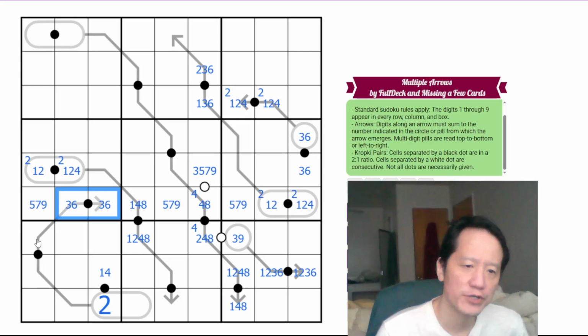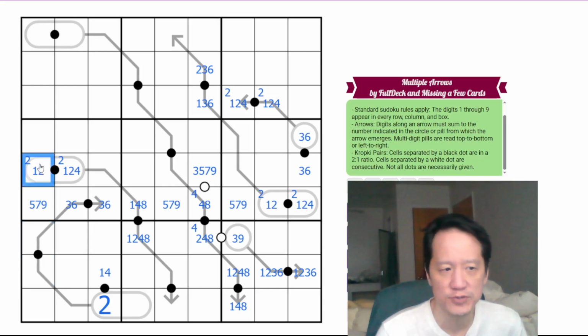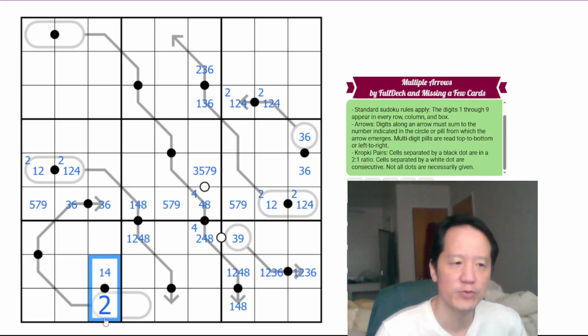Right, and the reason why we knew that is 2 and 4 are not allowed here. 1 and 2 is not allowed because it would eliminate all possibilities for that cell. 2 and 4 is not allowed because that would eliminate 2 possibilities out of the 3 possibilities for both these 2 cells, which would mean these 2 cells would have to be the same digit, which is not allowed by normal Sudoku. So this is 3, 6 at minimum, so it's 9 plus 9 at least.